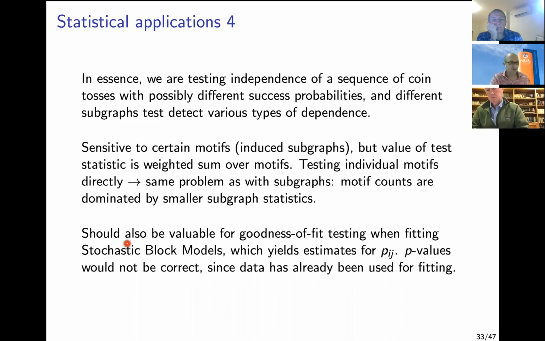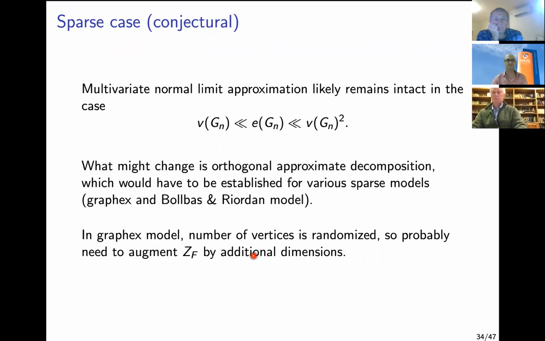Typically, you don't have these probabilities given to you, but if you fit a stochastic block model where you assign different vertices to different communities, and then estimate within-community and across-community probabilities, that'll give you estimates for these Pij. Of course, if you want to do testing, then you have to adjust the p-values because you have already used the data for fitting, so you have to be careful. But you can use these statistics as a sanity check whether there's any dependence left after you fitted the model that stands out and that you should be aware of.